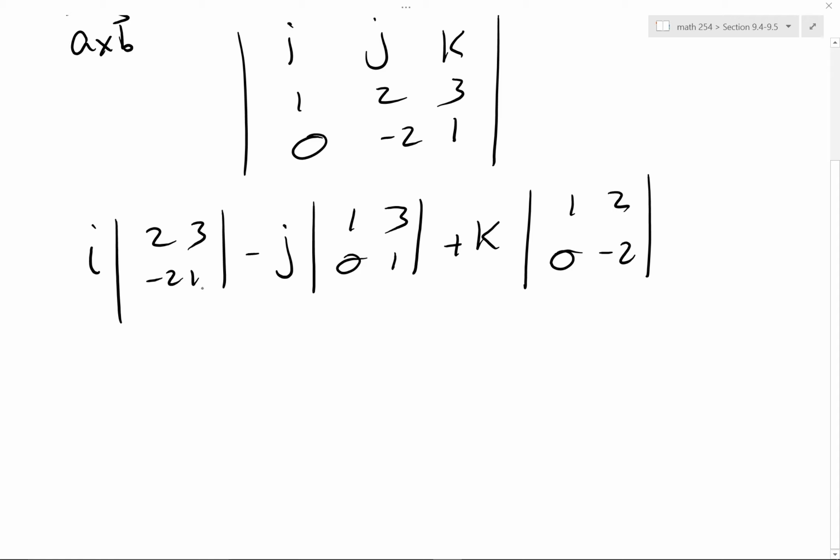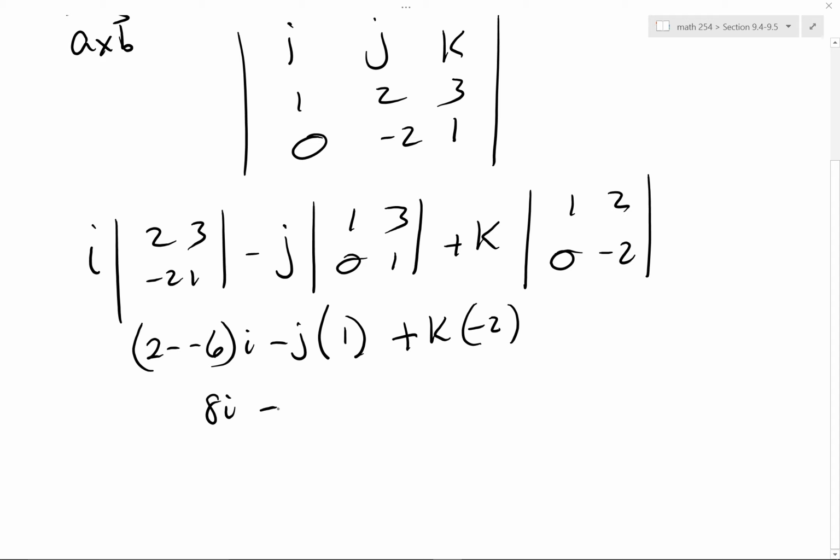So that's 2 times 1 is 2, minus a minus 6. Minus j, that's 1 minus 0, so just 1. And then plus k, and then it's going to be negative 2 minus 0, so just that. So in other words, this is 8i minus j minus 2k. Or if you prefer, 8, negative 1, negative 2.